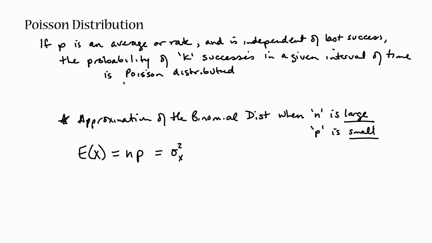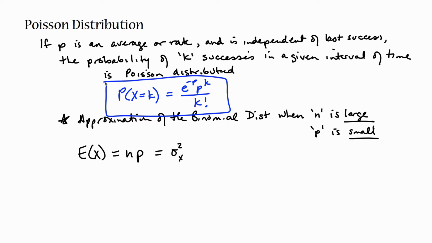So the probability mass function, probability that x is equal to k, probability of k successes in a given interval of time, is given by e to the negative p times p to the k divided by k factorial. I'm not going to prove it to you. I'm probably going to link out to a proof or get you to prove it in a homework assignment, but this is the probability mass function for the Poisson distribution.